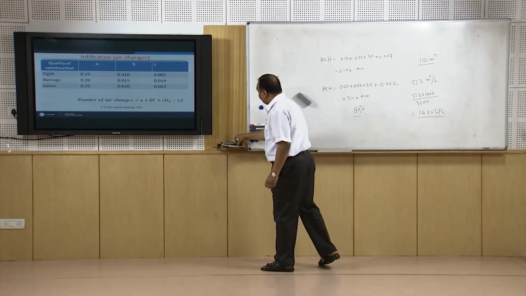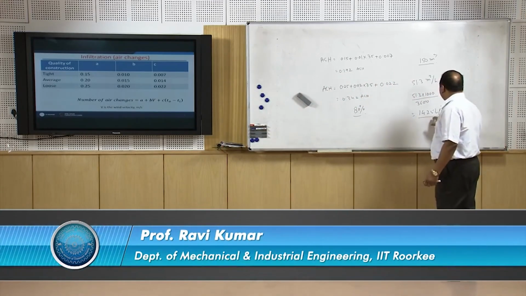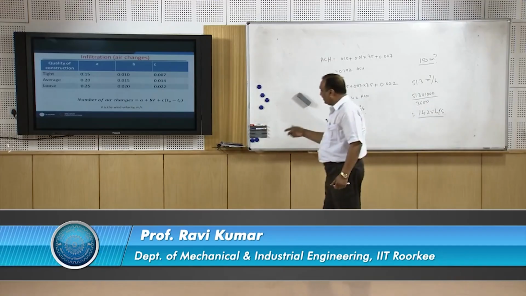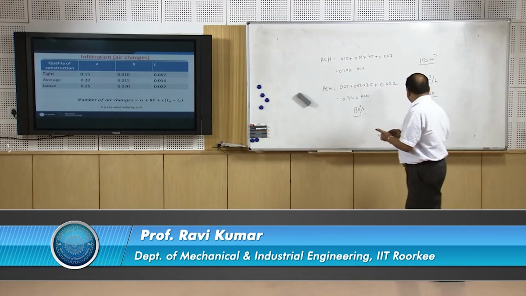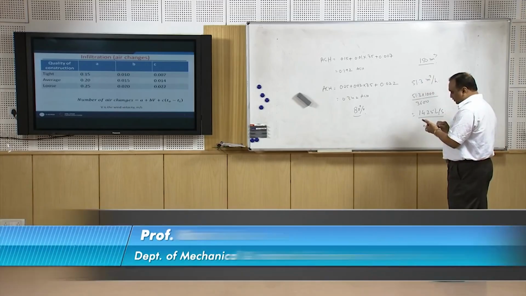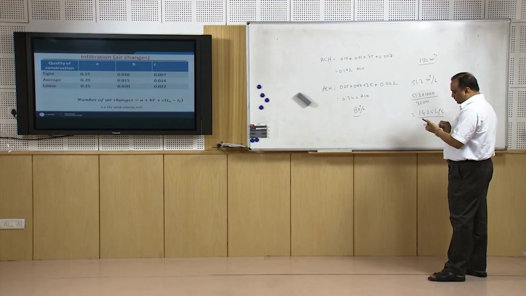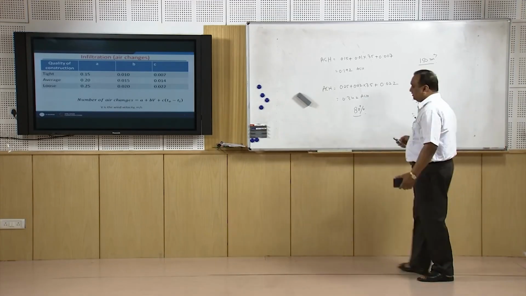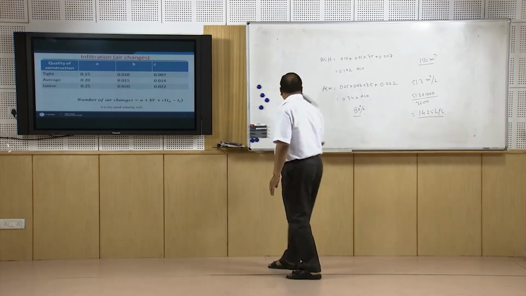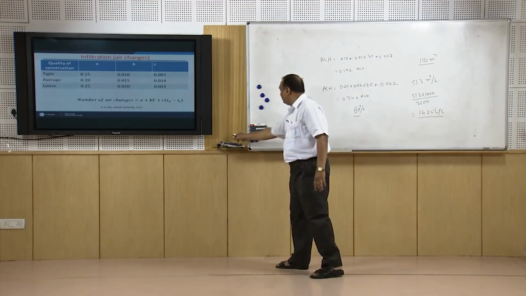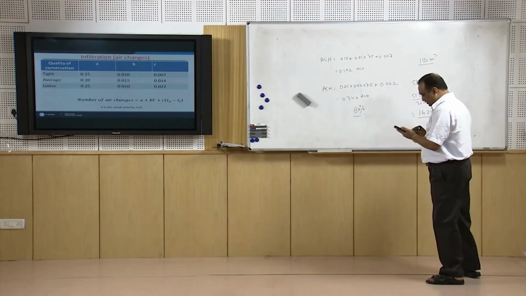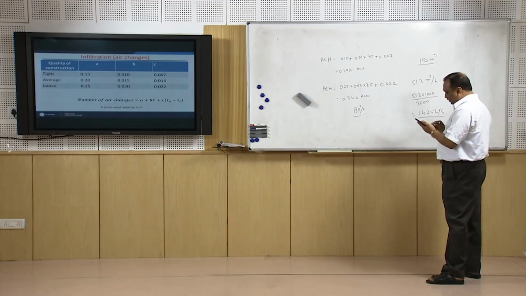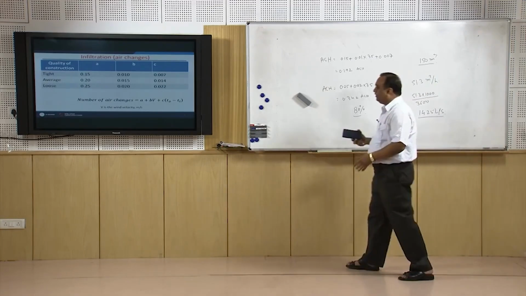Now this infiltration in the house is 14.25 liters per second. If I assume the density of air as 1.2, then 14.25 into 1.2 is around 17 kg per second. It's very high. Sorry, it is meter cube, 1.2 kg per meter cube. So 51.3 multiplied by 1.2 divided by 3600 is approximately 1 kg per minute.